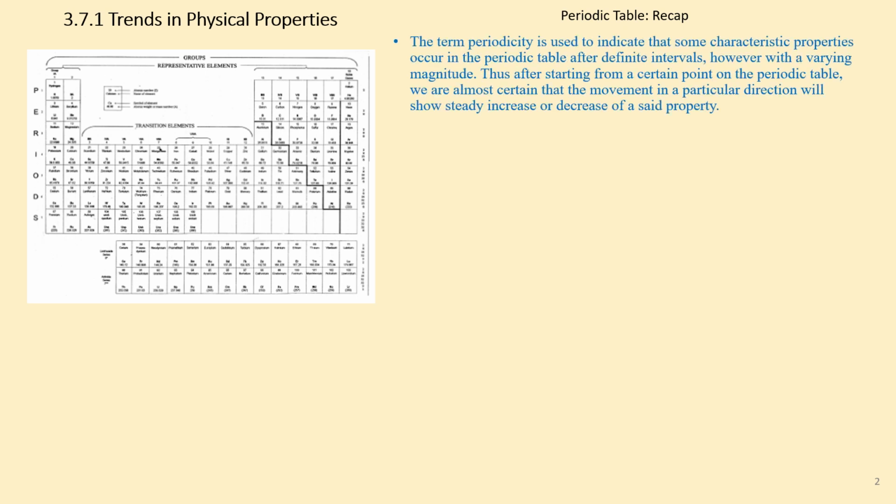The term periodicity is used to indicate that some characteristic properties occur in the periodic table after definite intervals, however, with a varying magnitude. Thus, after starting from a certain point on the periodic table, we are almost certain that the movement in a particular direction will show steady increase or decrease of a said property.